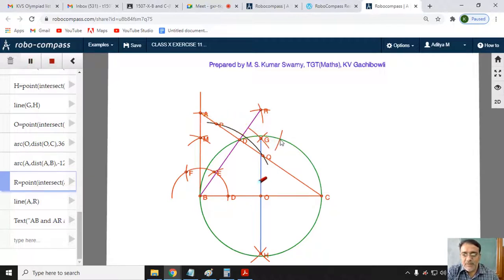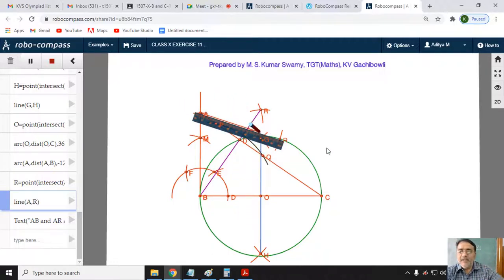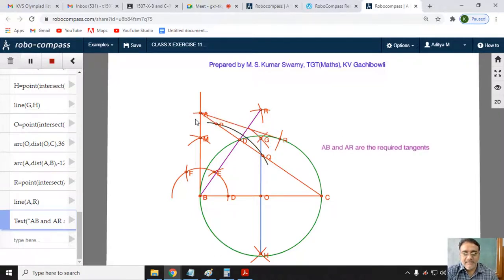Let this point be R, and we will join AR. So AB and AR are the required tangents from point A. Okay, so any doubt for this construction?